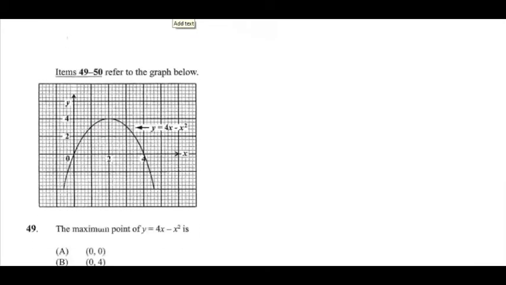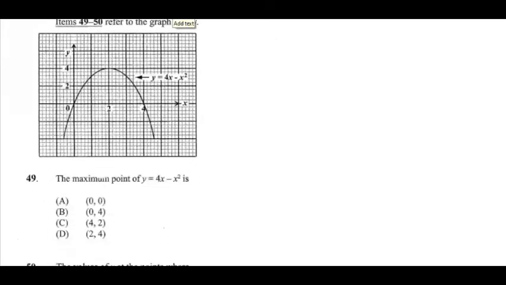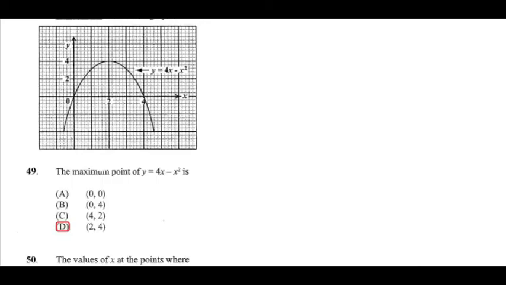So 49 to 50 refers to the graph below. The maximum point of y equal to 4x minus x squared is, so we're looking at the maximum point. And remember guys, when we're reading coordinates, it is x-axis followed by y-axis. So in this case, 49 is D, which is 2 and then 4. So our answer for 49 is D. And we are moving nicely along.